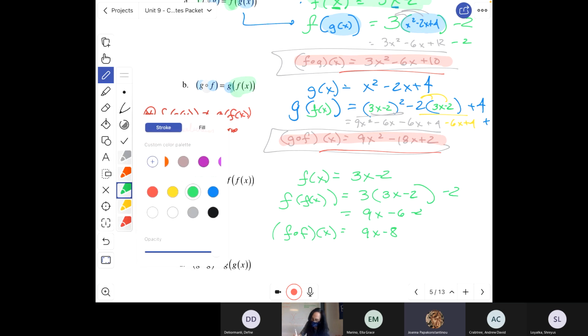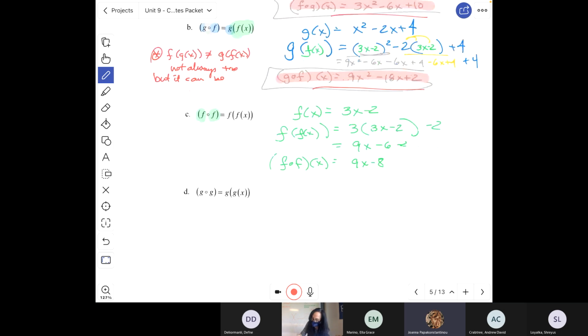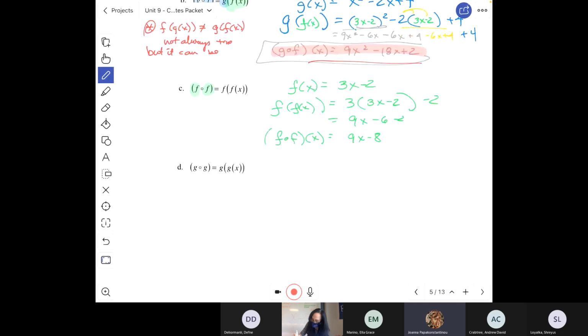And I can do the same thing with g. Compose it with itself. So I start with g of x. I don't remember what the function was. g of x was x squared minus 2x plus 4, and I want to feed g of x into it.